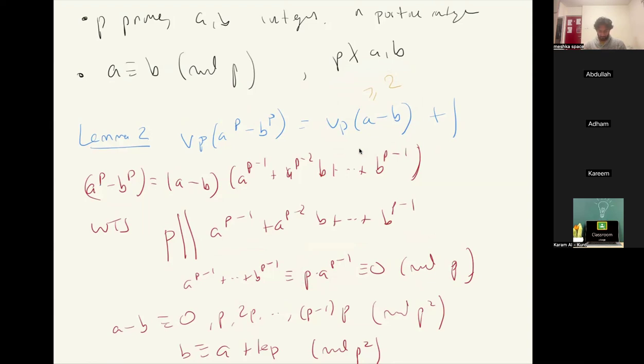And so the thing I think, Karam, that you were sort of hinting at that I want to talk about is, we know a minus b is divisible by p. We don't know if it's divisible by p squared. So we know it's a multiple of p, modulo p squared. So we can write b is congruent to a plus kp mod p squared. And then we can try to put that into this expression and see what happens.